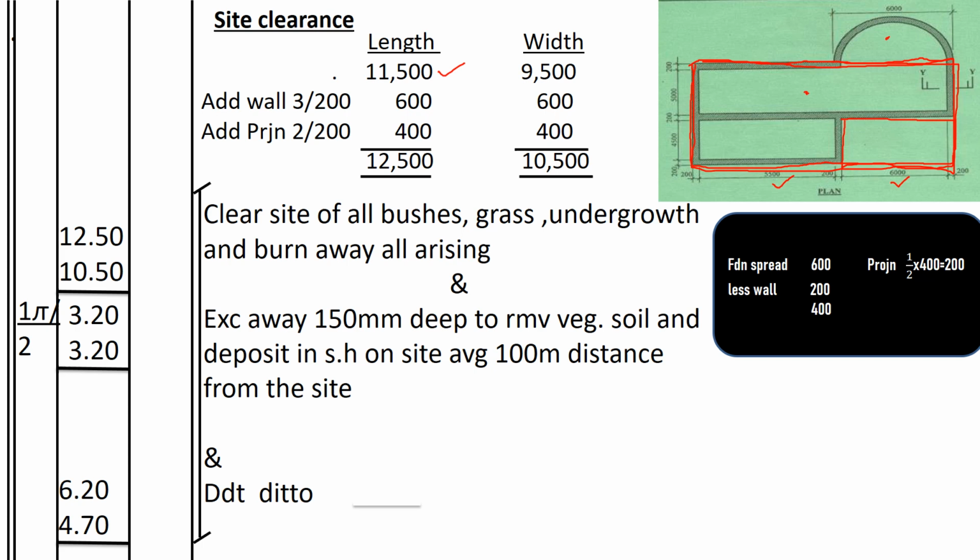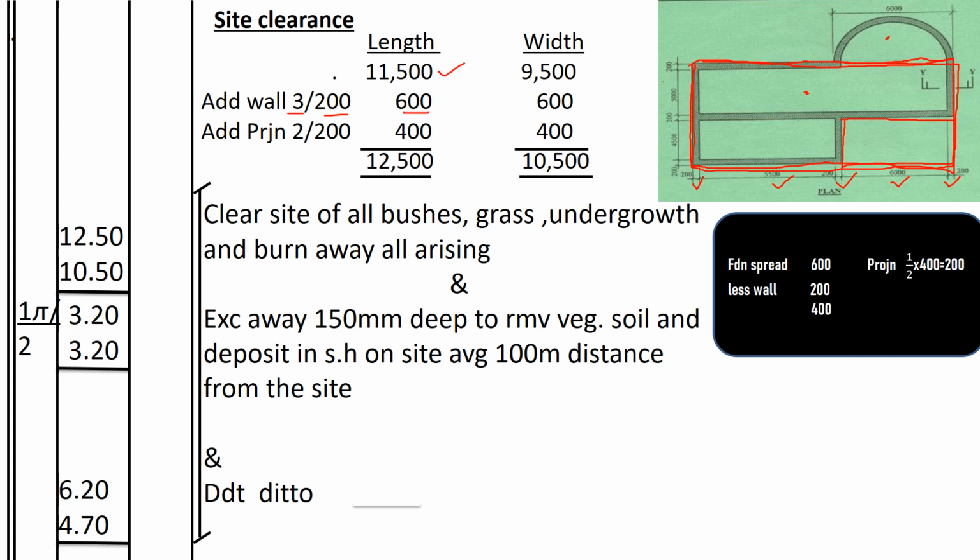The walls, how many walls do we have? We have these 1, 2, 3 walls. You remember we are finding the total length. So we have 3 walls and each is 200. So the total thickness of the wall is 600. Then we shall add projection.